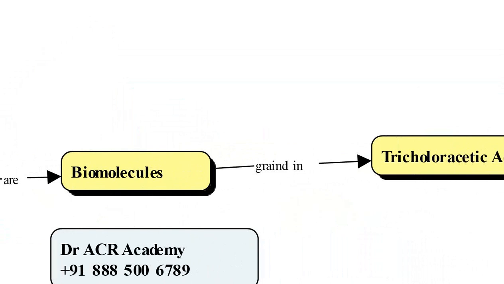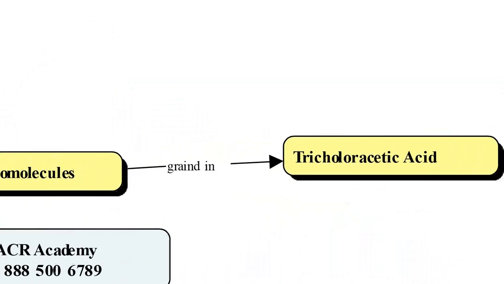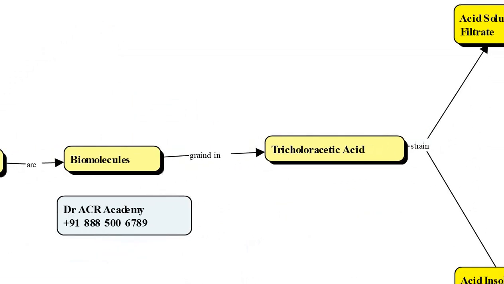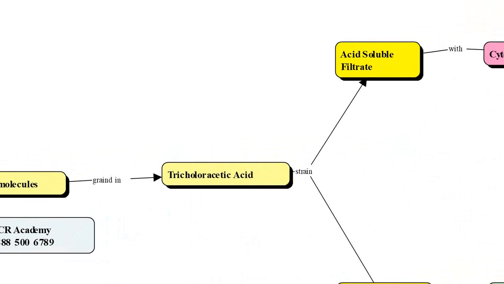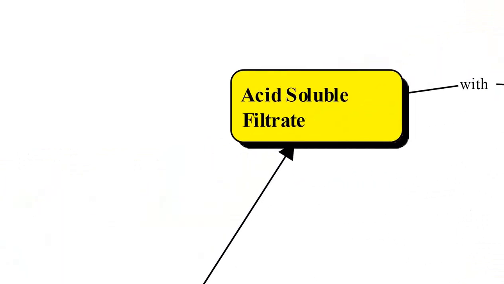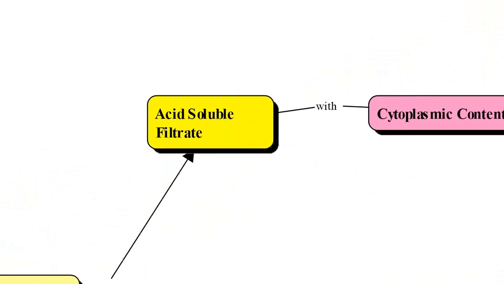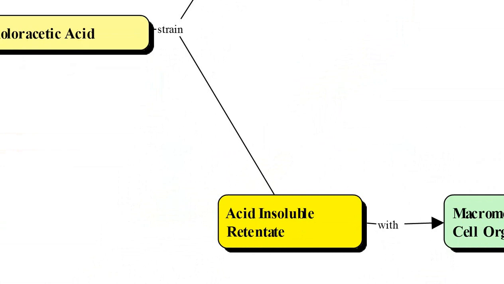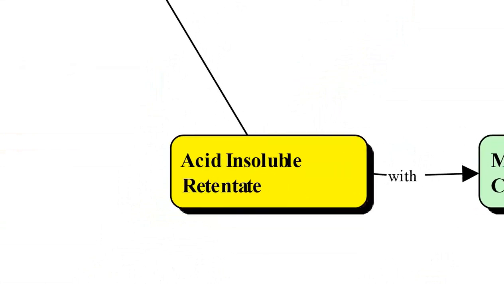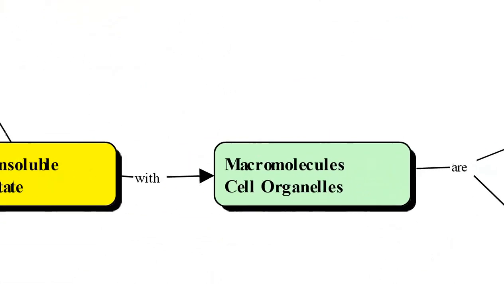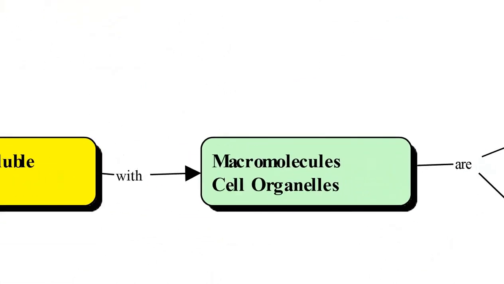When you grind the biomolecules in trichloroacetic acid, that gives a slurry, and when you strain this slurry using cheesecloth or cotton, usually we get two components. One is the acid soluble filtrate, which contains a high amount of the cytoplasmic contents, and the other is the acid insoluble retentate. Usually this acid insoluble retentate contains the macromolecules as well as the cell organelles.